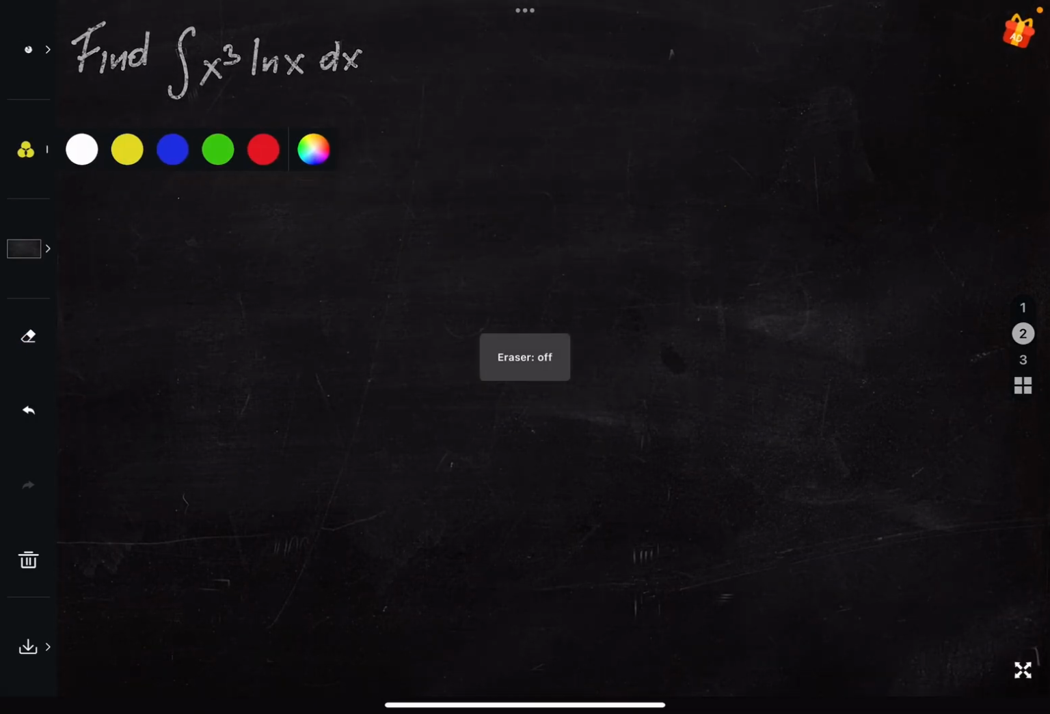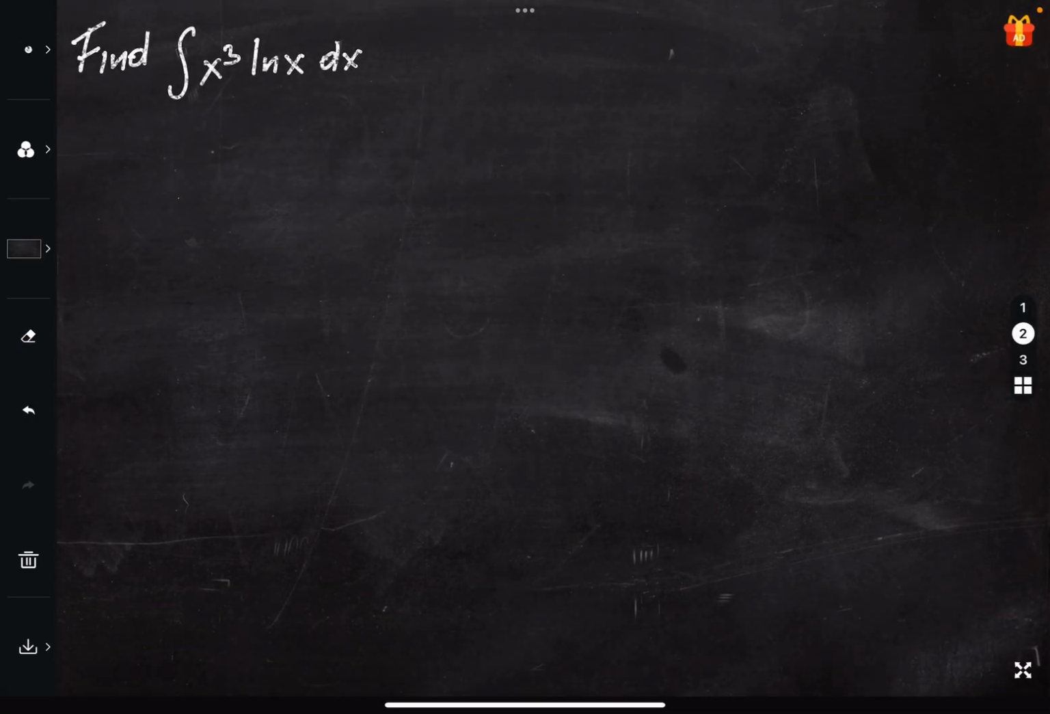Welcome. Today I'm going to be trying to solve this problem. I'm asked to find the integral of x cubed natural log of x dx. Many of you who have been doing calculus for a while might think, oh, I'm going to be using integration by substitution perhaps. In this case it's different. We're going to be using integration by parts.